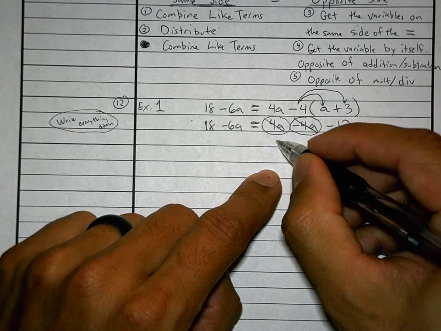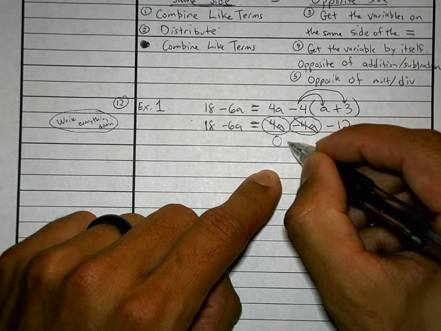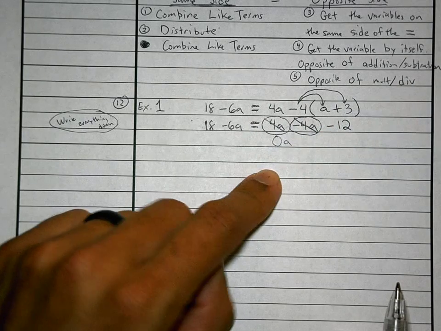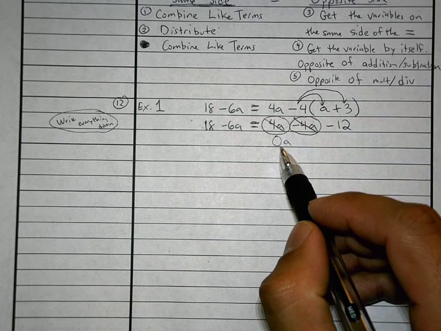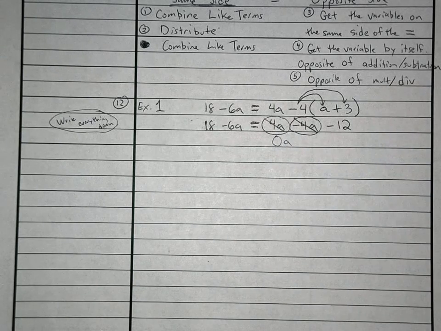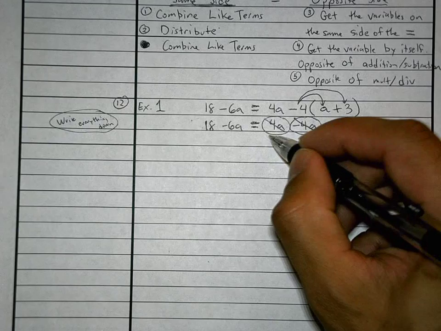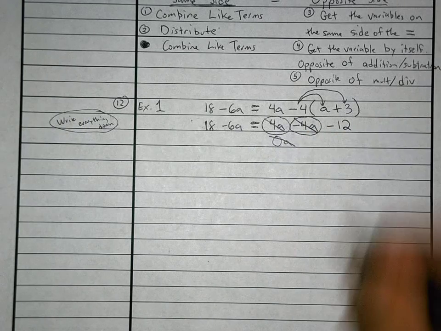I'm going to put 0a right there because 4a, take away 4a is 0a. And what's 0 times a? 0. And do I really need to write 0 minus 12? I really don't. So I can just cross off the 0 if I don't want to.